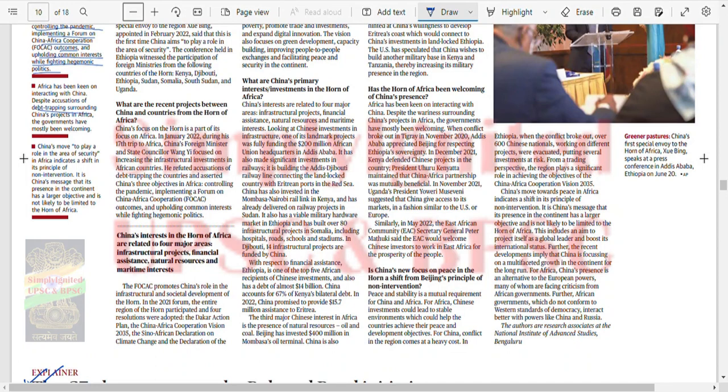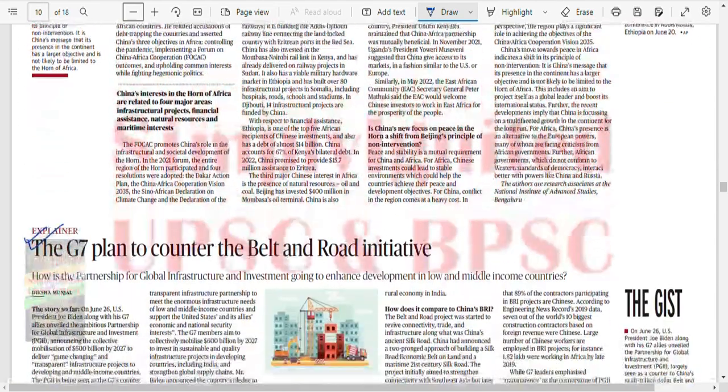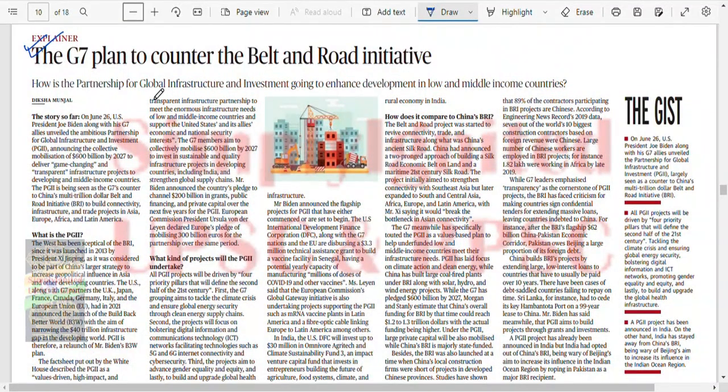Africa has been keen on interacting with China despite the accusation of debt trapping surrounding China's projects in Africa. The governments have mostly been welcoming. China moving to play a role in the area of security in Africa indicates a shift in principle from non-intervention. It is China's message that its presence in the continent has a larger objective and is not likely to be limited only to the Horn of Africa. Okay, fine. So just know this: China is planning for the entire Africa, right?